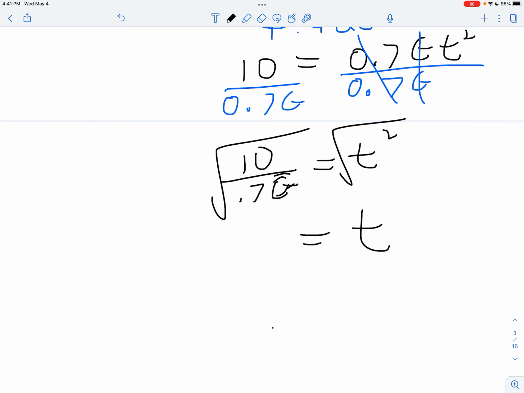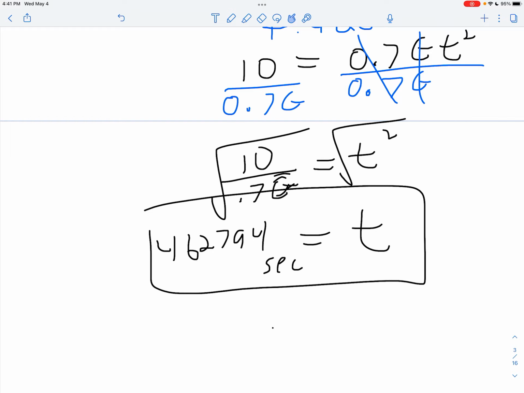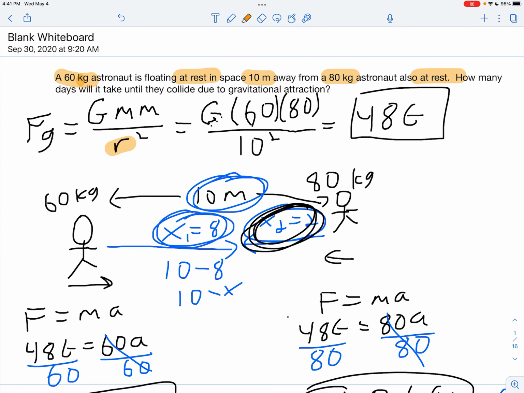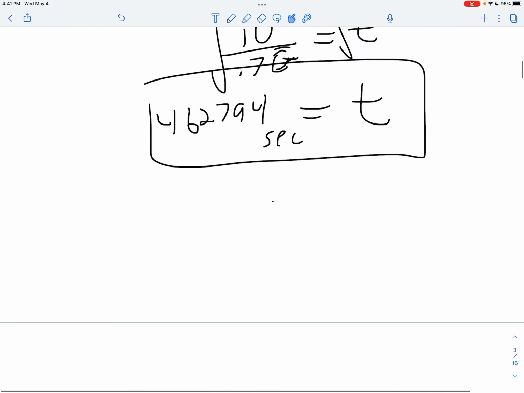And I'm going to plug in G right now. So now I'm going to plug it in all at once. So I'm going to have the square root of 10 divided by 0.7 times 6.67 times e to the negative 11. And I get 462794 seconds. That is an answer, but it's not the answer, because the answer is asking for how many days. So I need to convert this to days.